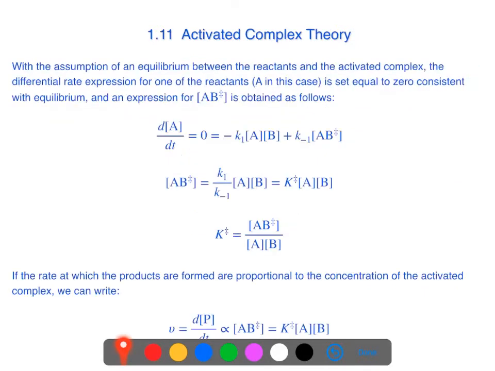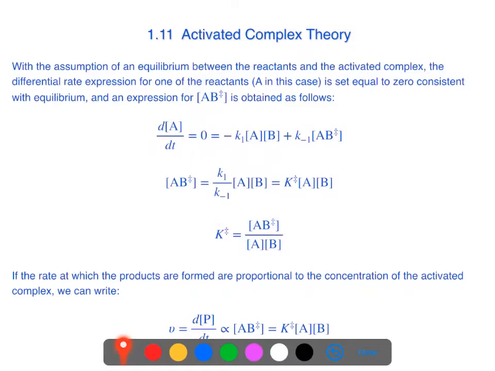With the assumption of an equilibrium between the reactants and the activated complex, the differential rate expression for one of the reactants, A in this case, is set equal to 0, consistent with equilibrium. As a result, an expression for the concentration of the activated complex can be obtained. We see here that the change in the concentration of A with time, we can equate that to 0, and the two terms that express that change in the concentration of A in our mechanism can also be equated to 0. In doing so, we can rearrange this expression for the concentration of the activated complex.